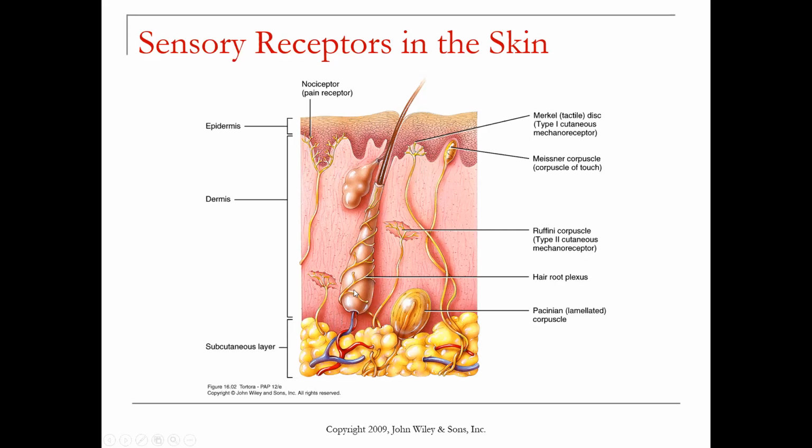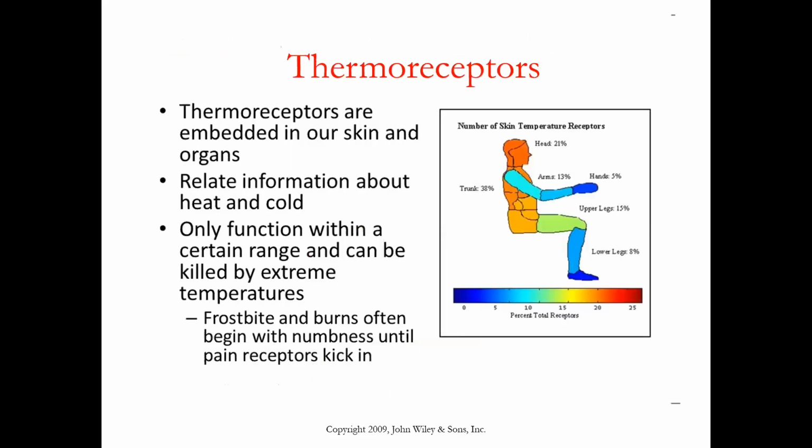Here we have the hair root plexus wrapped around the root, it gets stimulated when the hair shaft moves. Here we have a Meissner's corpuscle and a Pacinian corpuscle. These are layers of connective tissue wrapped around here. The stimulus has to get through the connective tissue layer for us to even be aware of it.